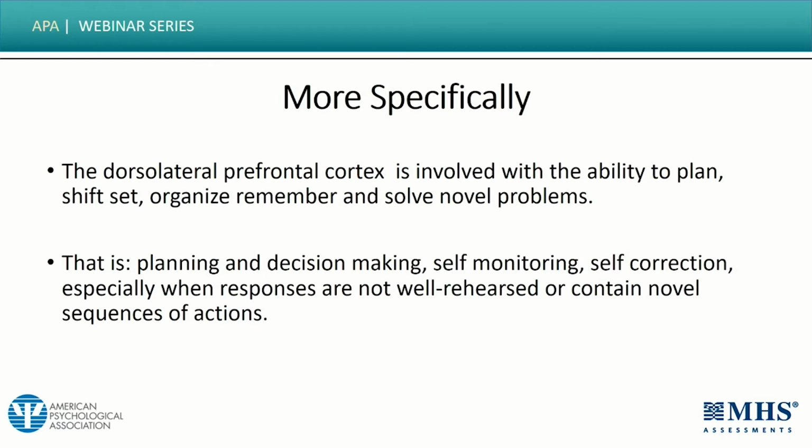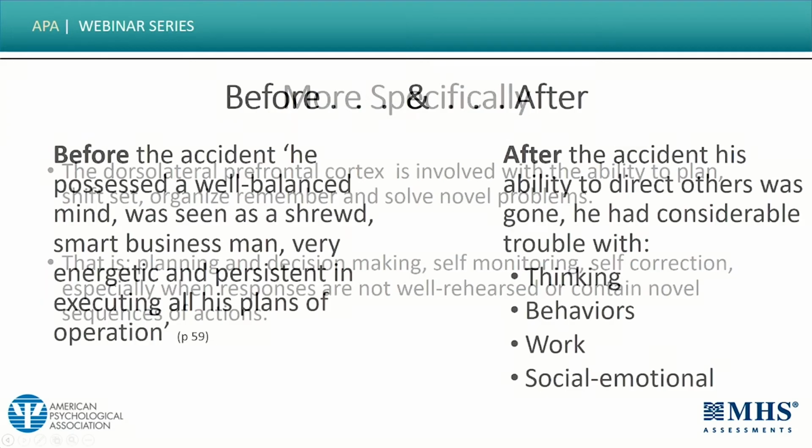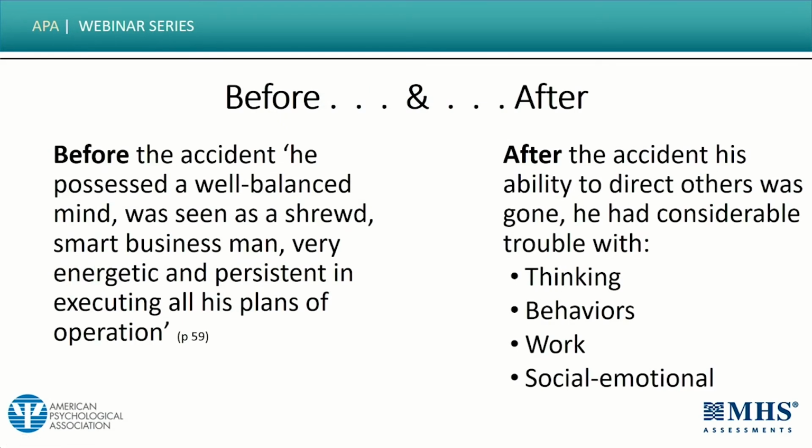And executive function and the frontal lobes are very, very important whenever we're in an environment that's novel. So just to remind everybody, before the accident, Phineas Gage was described as having a well-balanced mind and seen as a shrewd, smart businessman who could get the job done. But afterwards, after his accident and his frontal lobes didn't function well, he couldn't think very well, couldn't strategize. He was behaviorally out of control. He couldn't perform his work, and he couldn't get along with other people.